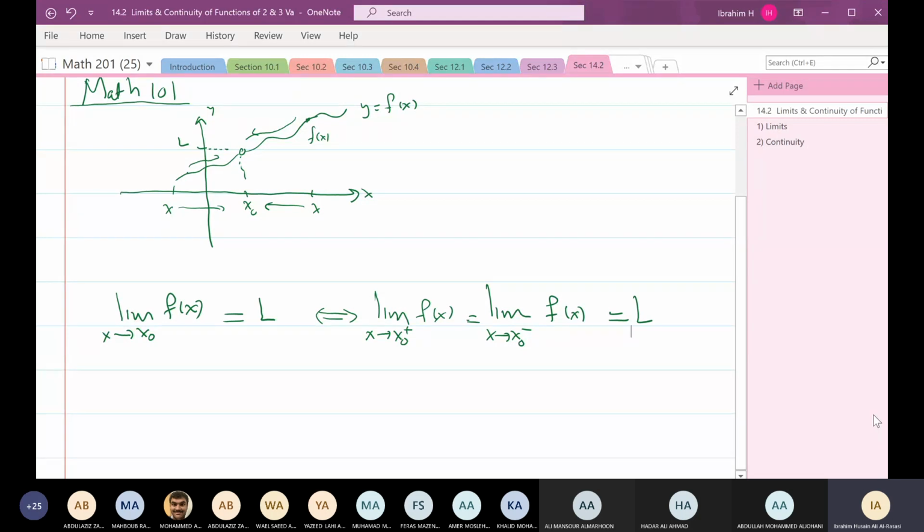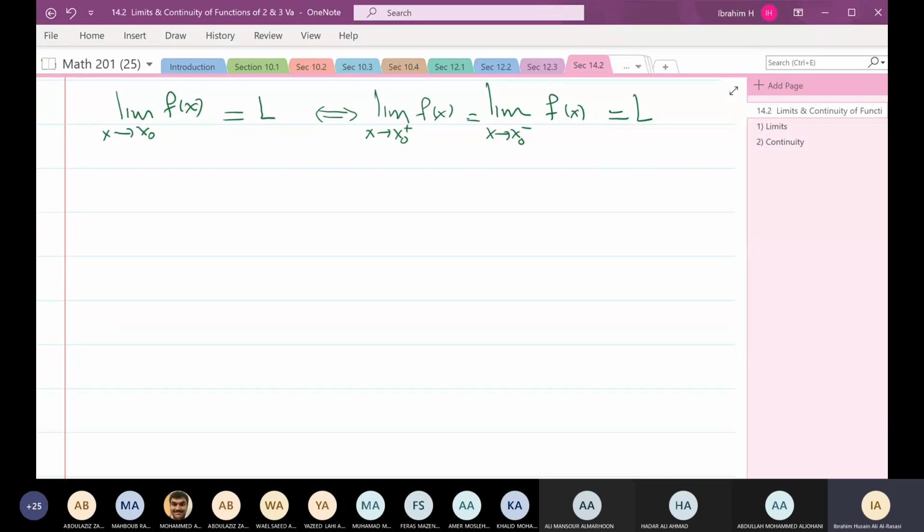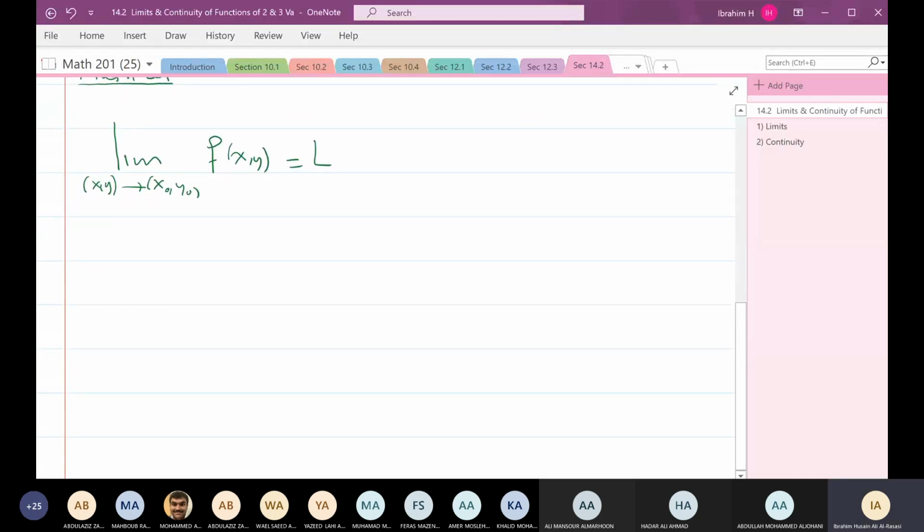In Math 201, it is really a generalization. It is the same idea, but just a generalization. So in Math 201, you have the following limit: the domain will be points (x, y), as (x, y) approaches (x0, y0) of f(x, y) equals L.